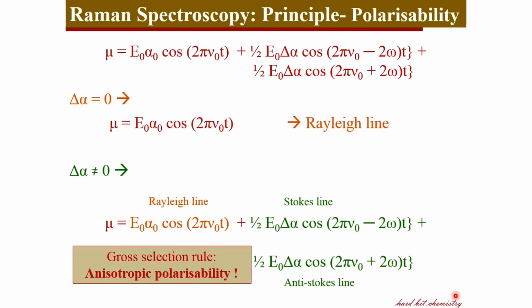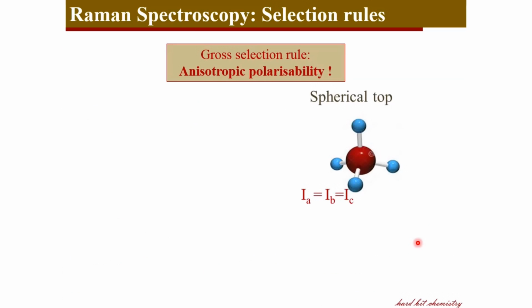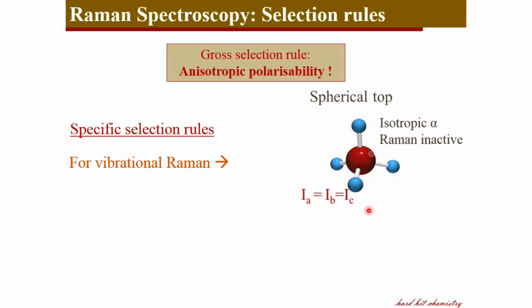Considering a spherical top molecule where the moments of inertia about the three coordinates are the same, the structure is so symmetric that the polarizability is isotropic, and hence such molecules will be Raman inactive. And coming to the specific selection rules, for vibrational Raman, the change in vibrational quantum number should be plus or minus 1, and the plus 1 corresponds to the Stokes line and minus 1 corresponds to the anti-Stokes line. And for rotational Raman, the change in rotational quantum number should be either 0 or plus or minus 2. Plus 2 corresponds to the Stokes line and minus 2 corresponds to the anti-Stokes lines.